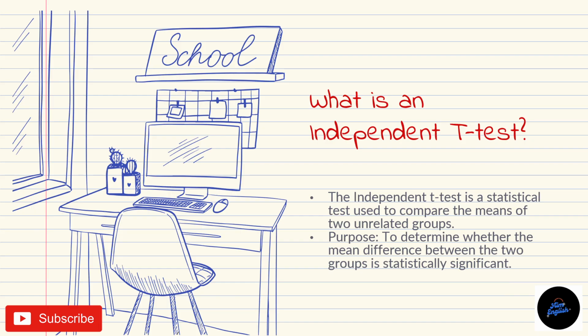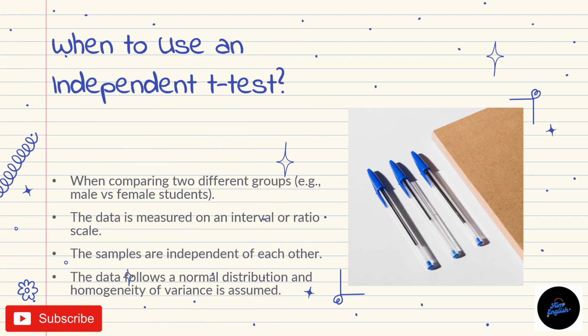To recheck your understanding, the independent t-test is a statistical test used to compare the means of two unrelated groups. So we have a control group and we also have an experimental group. What is the purpose? It's used to determine whether the mean difference between the two groups is statistically significant. Then there is a question, when to use an independent t-test. First, when you are going to compare two groups like male or female students. So one belongs to the control group, one belongs to the experimental group.